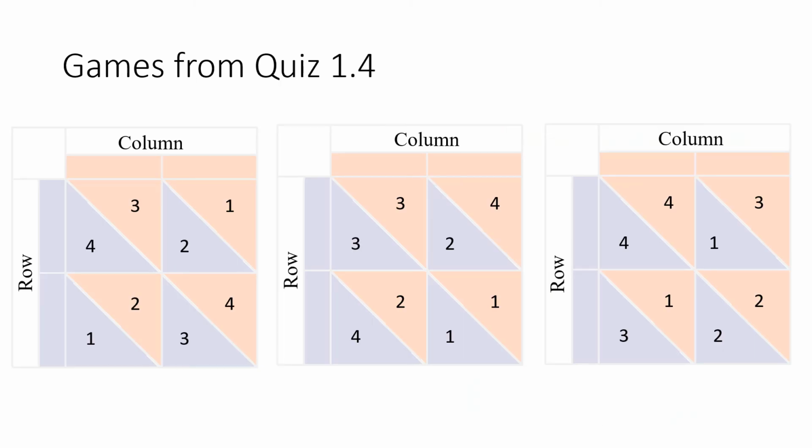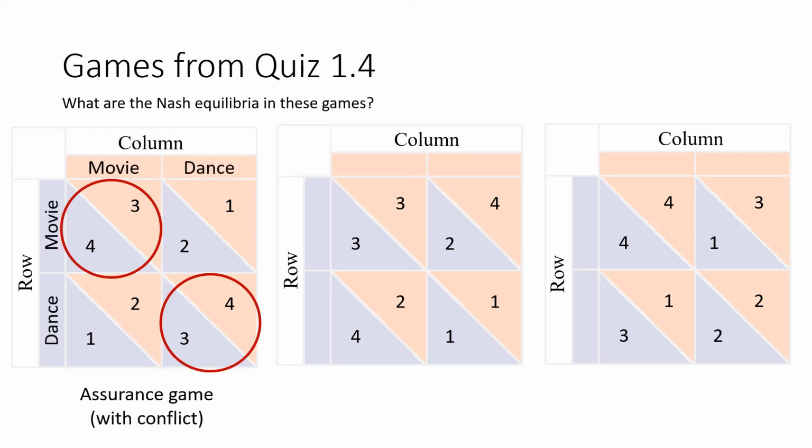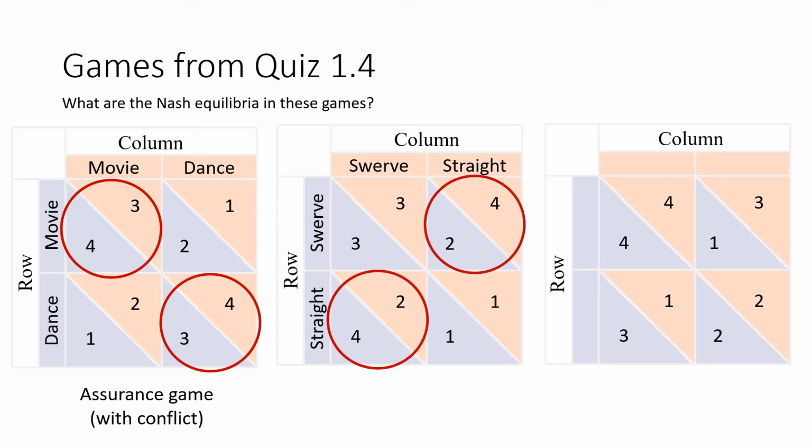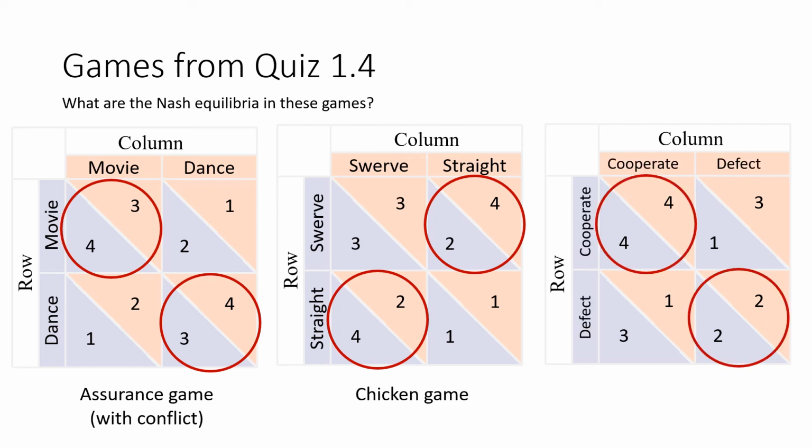After providing these examples, I want to specify some other games which you will encounter while doing your quiz 1.4. In the first example, you're seeing a type of assurance game with conflict, where movie and dance are the outcomes. In the second example, you are seeing 4-2 and 2-4 as two equilibria, a type of chicken game. And in the last game, you're seeing 4-4 and 2-2, an assurance game without a conflict.